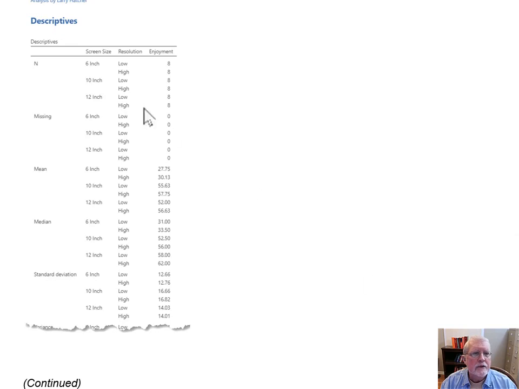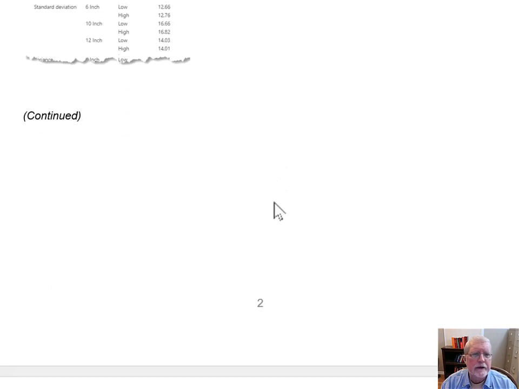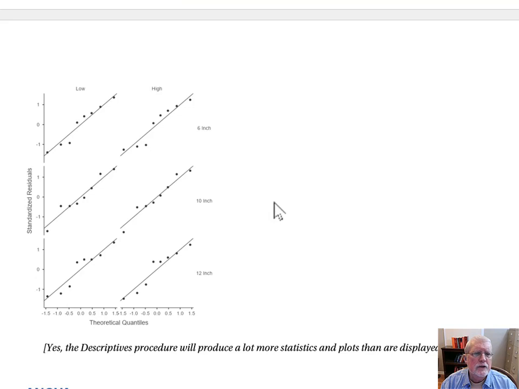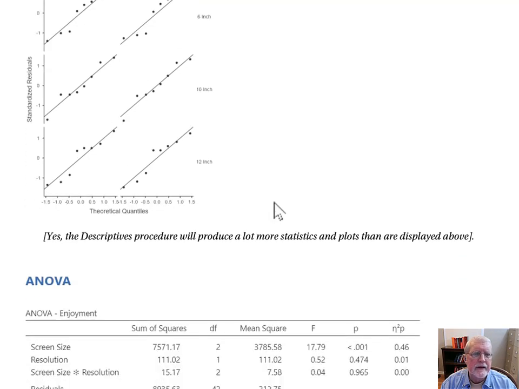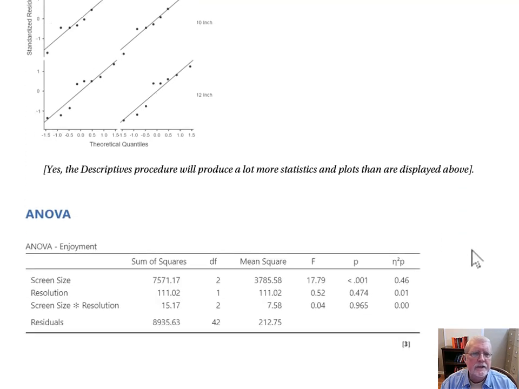Things like in your descriptives table, your mean displayed by the 6-inch low resolution group should be 27.75. The 6-inch high resolution group should be 30.15, and so forth. My students should check their numbers against these numbers. Make sure you're starting off with the correct results. Here are the QQ plots that would come out of that analysis. And here is the ANOVA summary table that would come out of that analysis.